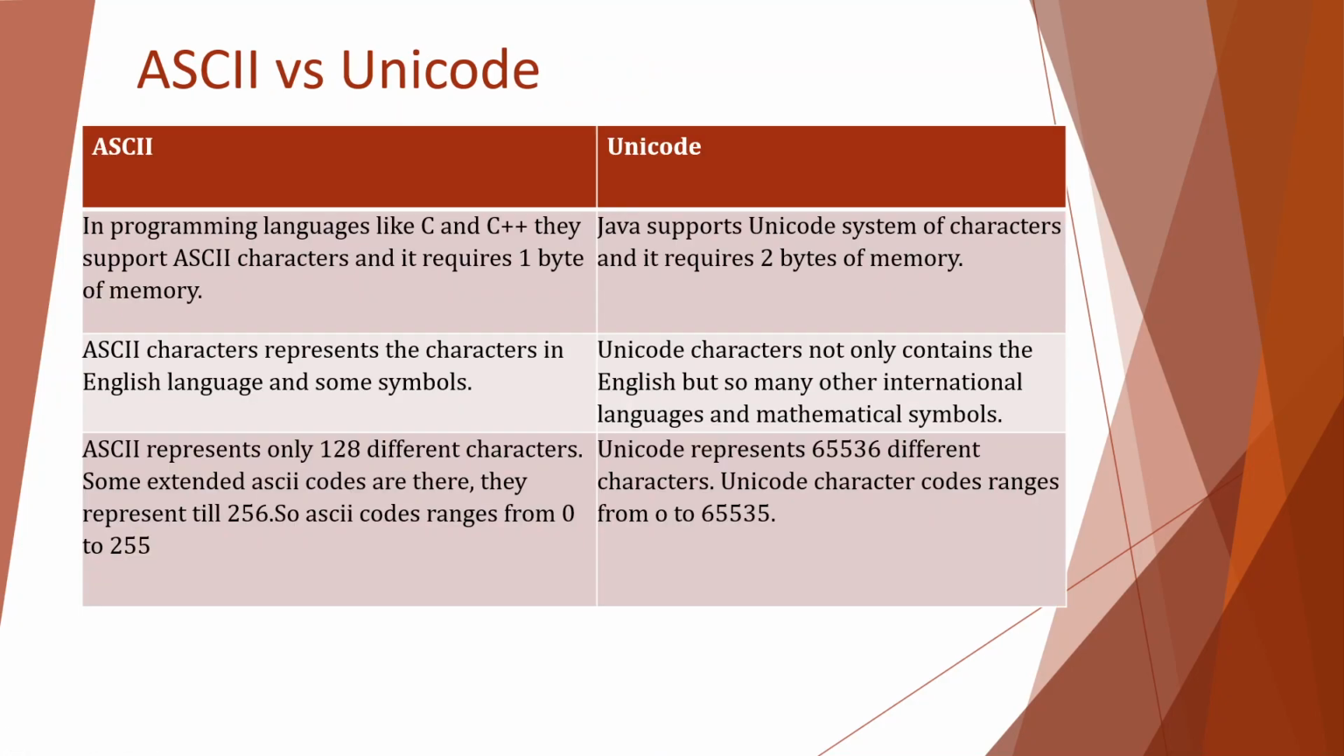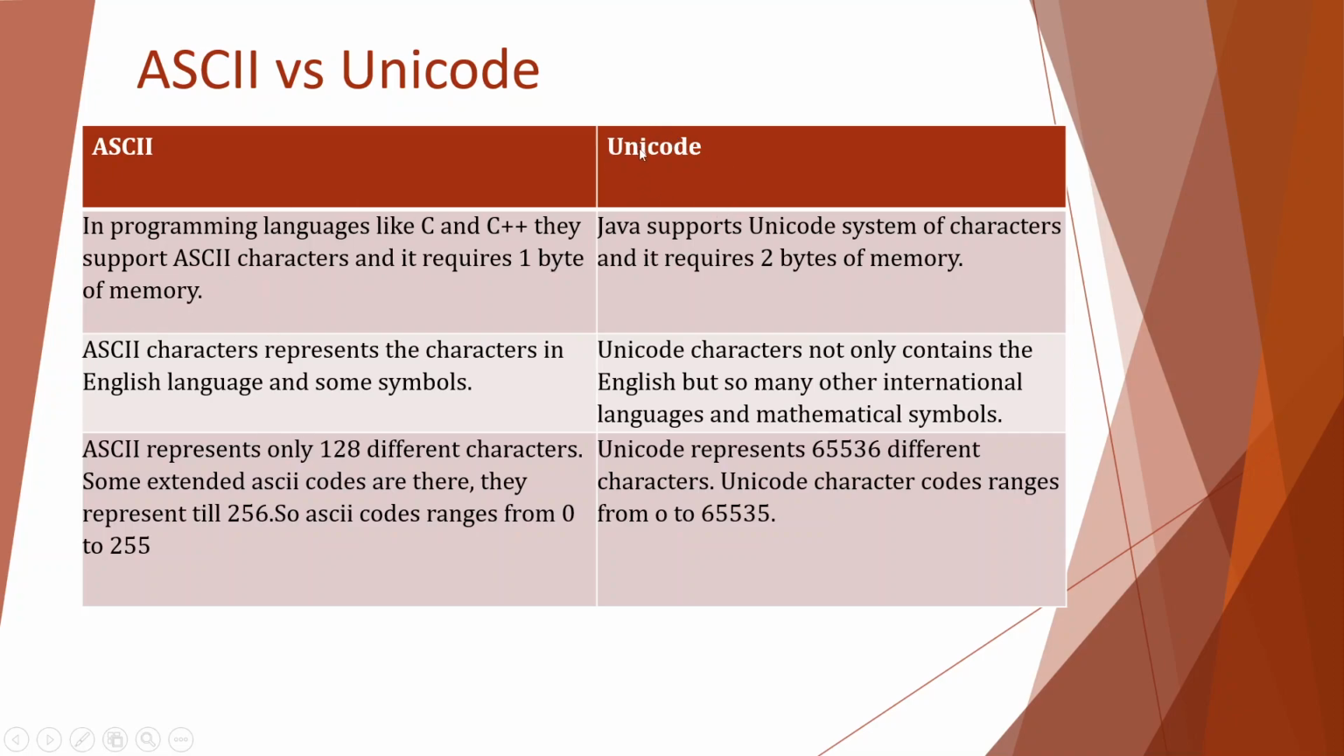Okay, there is a slide which I have prepared to show the differences between ASCII and Unicode systems. As I said earlier, ASCII is the old character encoding system supported by C and C++ languages, and it supports only 256 characters. Values 0 to 255 are given to 256 different characters, and those characters can be represented within 1 byte of memory. So that is about ASCII.